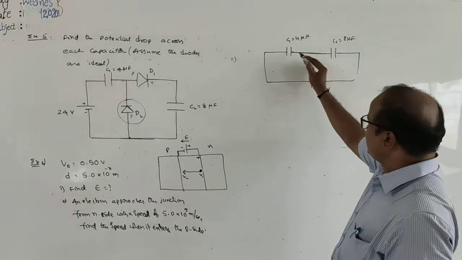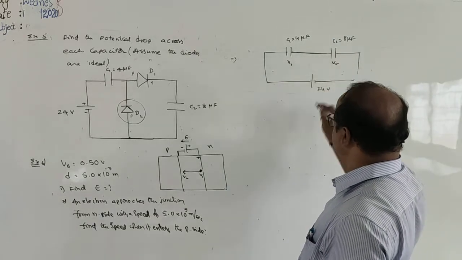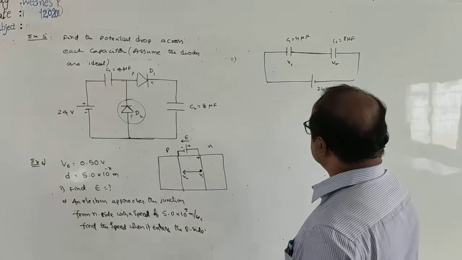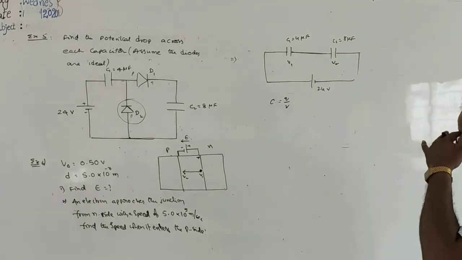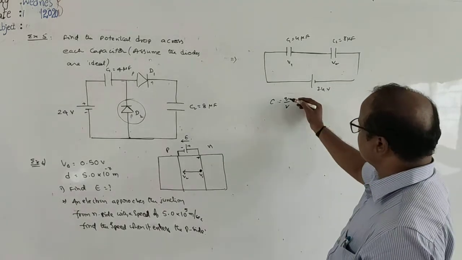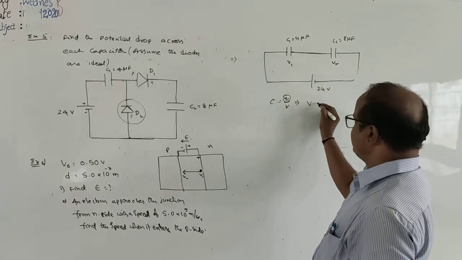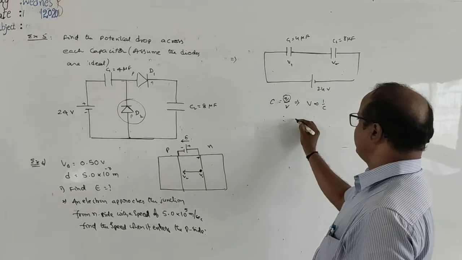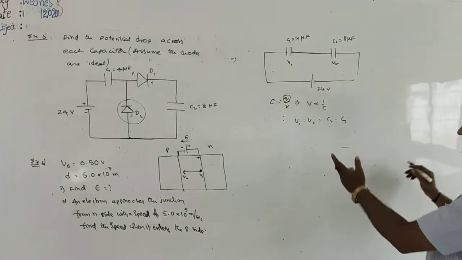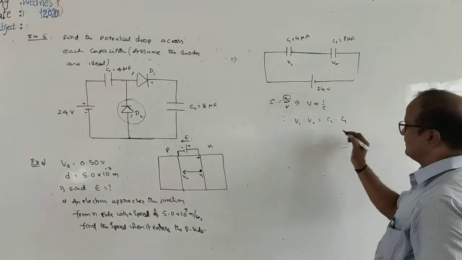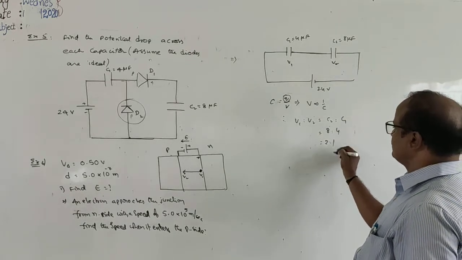See here, C1 and C2 both are connected in series. Potential across C1 is V1, across C2 is V2. In series combination, condenser capacity C is equal to Q by V, where Q is the charge. In series combination, the charge remains constant. So this implies V is proportional to 1 by C. Therefore, V1 is to V2 is equal to C2 is to C1. What is C2? 8, and C1 is 4. That is equal to 2 is to 1.